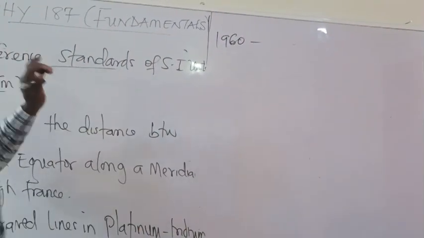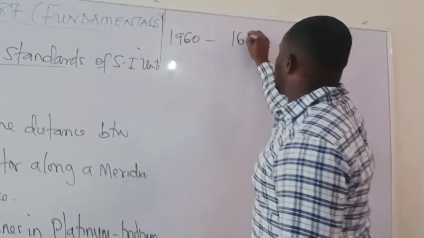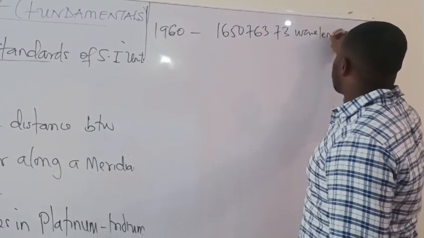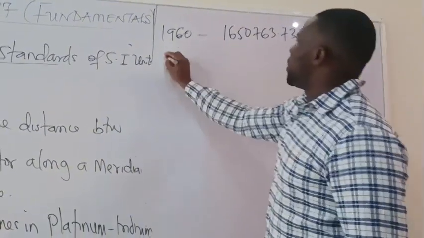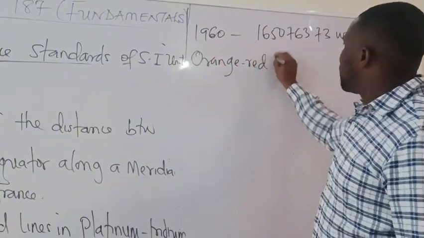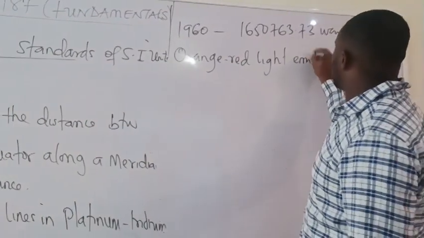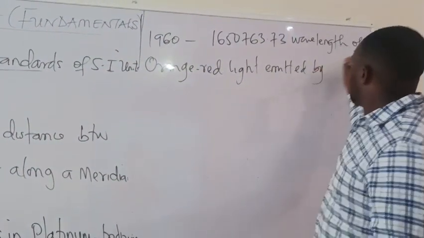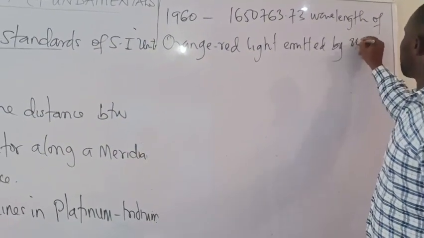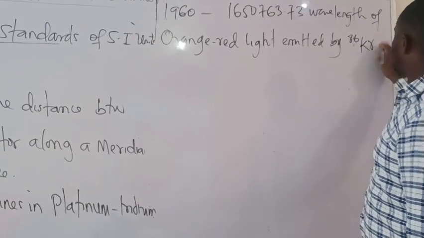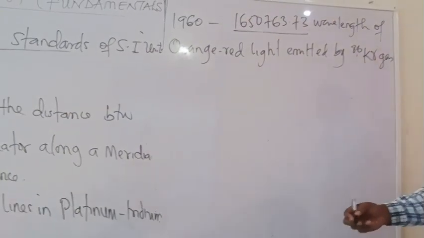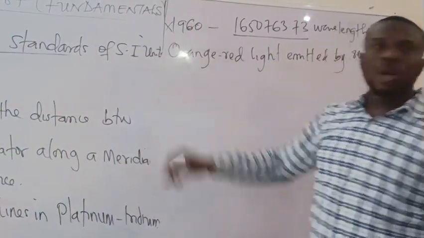So in 1960, the standard for the meter was defined in terms of 1650763.73 wavelengths of the orange-red light emitted by krypton 86 atom gas, or just say krypton 86 gas. So this particular threshold was what was used in defining the meter as a standard, and of course this could not really make up for it.